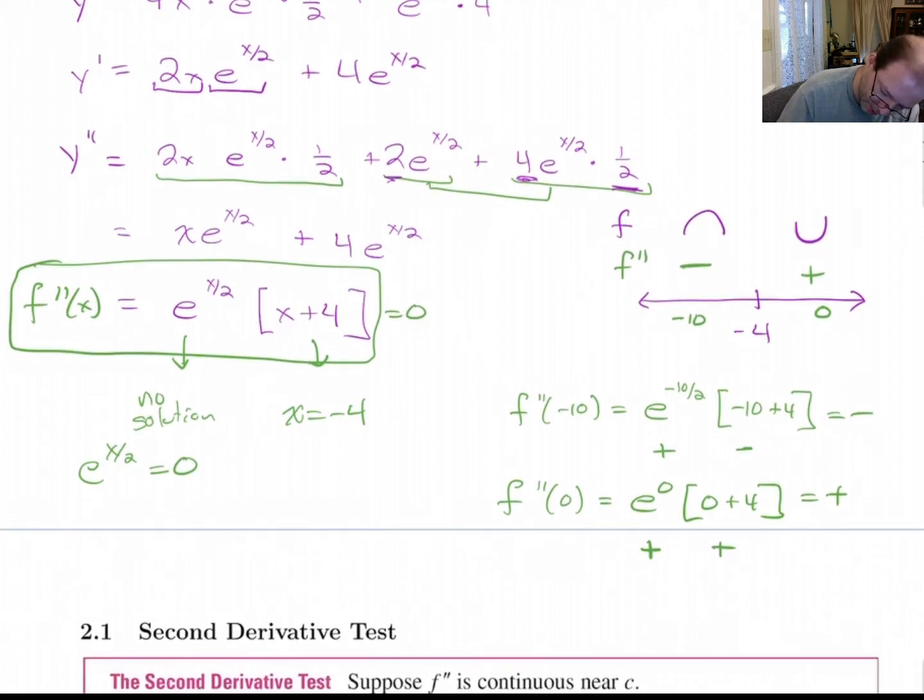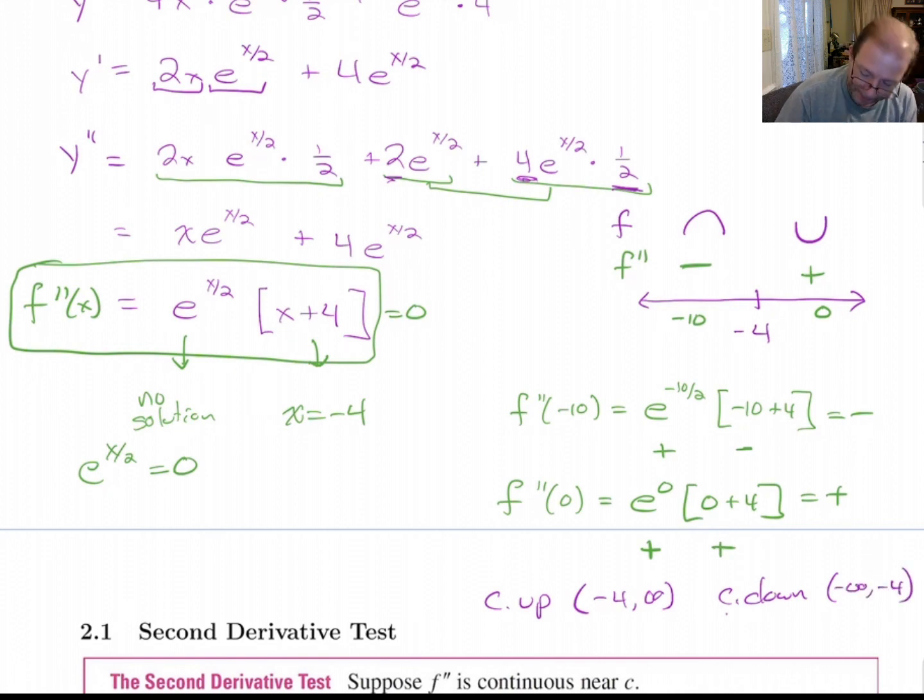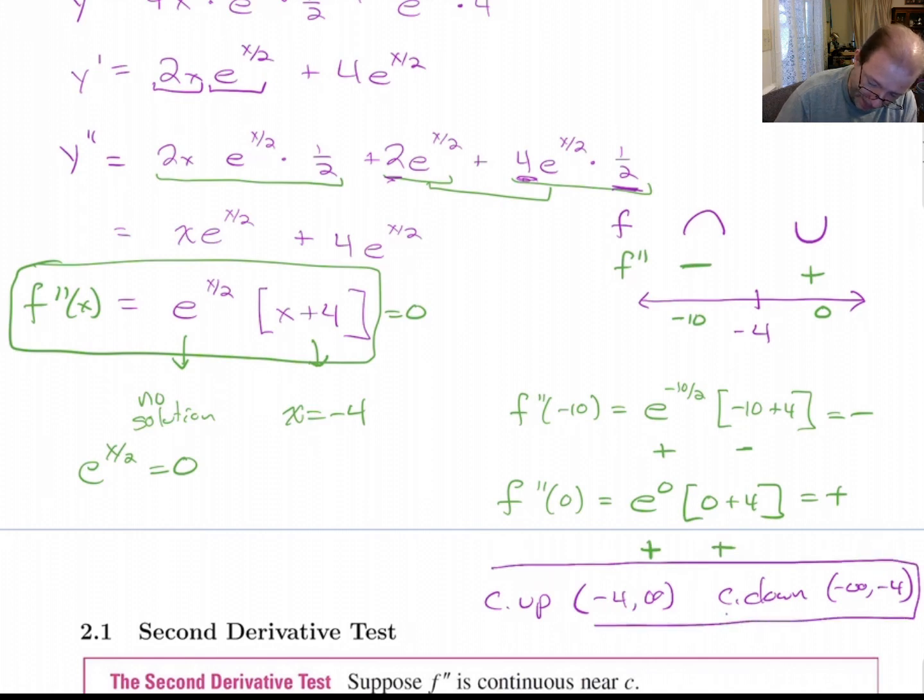So what we get here is concave up on -4 to infinity, concave down on -infinity to -4. And it does change there, so we have an inflection point at, I'm just going to give the x coordinate of it, at x equals -4.